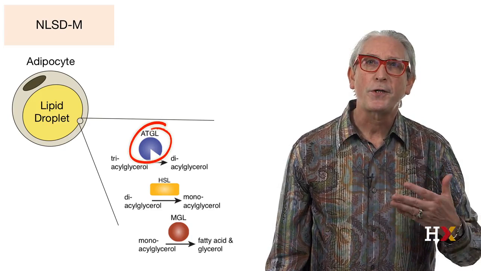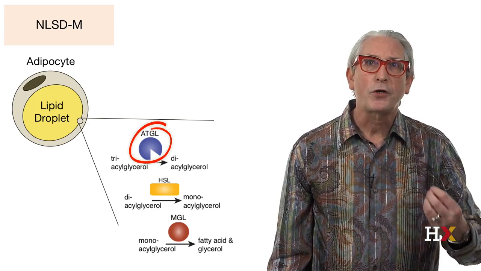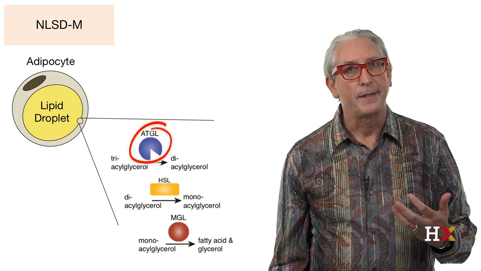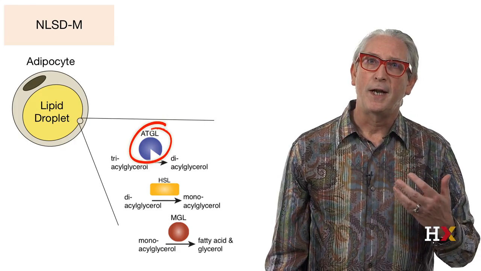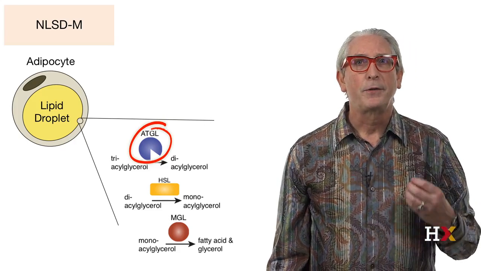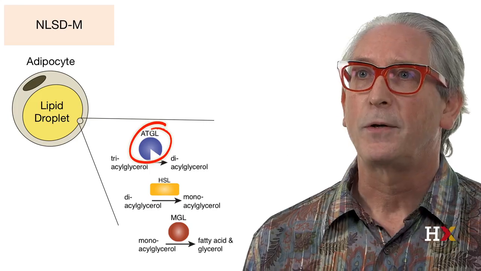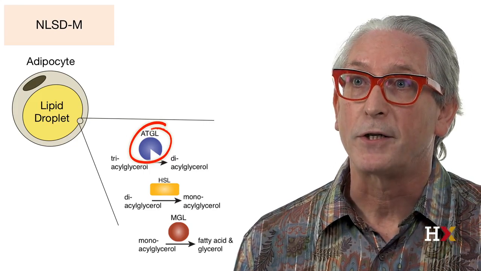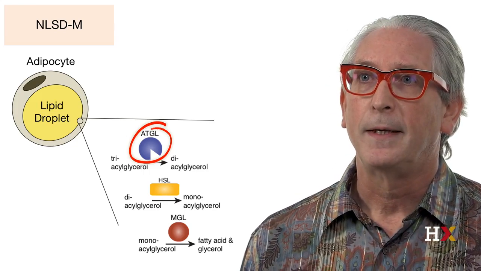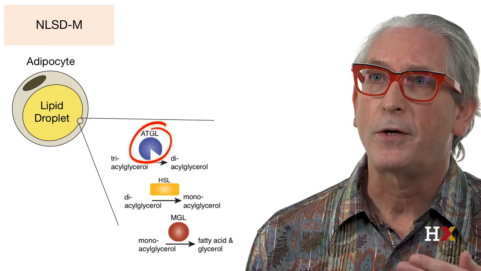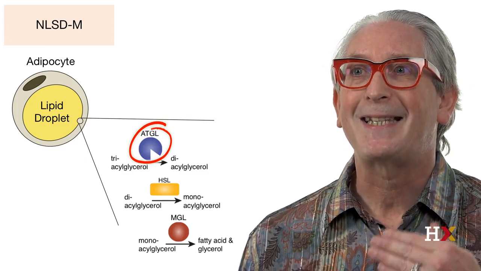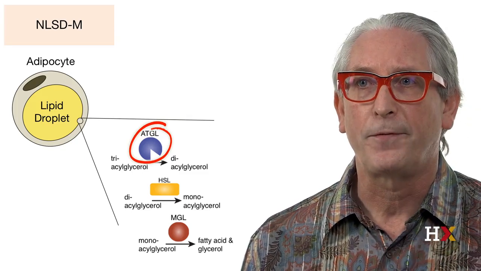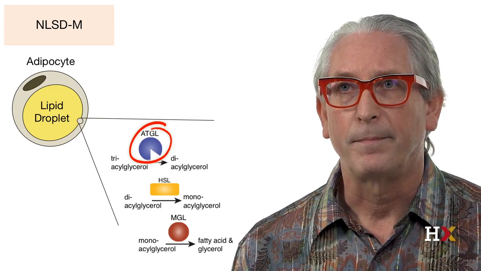ATGL catalyzes the first step of lipolysis, that is the conversion of triacylglycerol into diacylglycerol and a molecule of free fatty acid. Mutations in ATGL prevent its recruitment to the surface of the lipid droplets. So lipolysis is impaired. The patient cannot use its fat storage in times of need. And if caloric intake continues to increase, the adipocyte exceeds its triacylglycerol storage capacity, leading to ectopic deposition of fat and lipotoxicity.